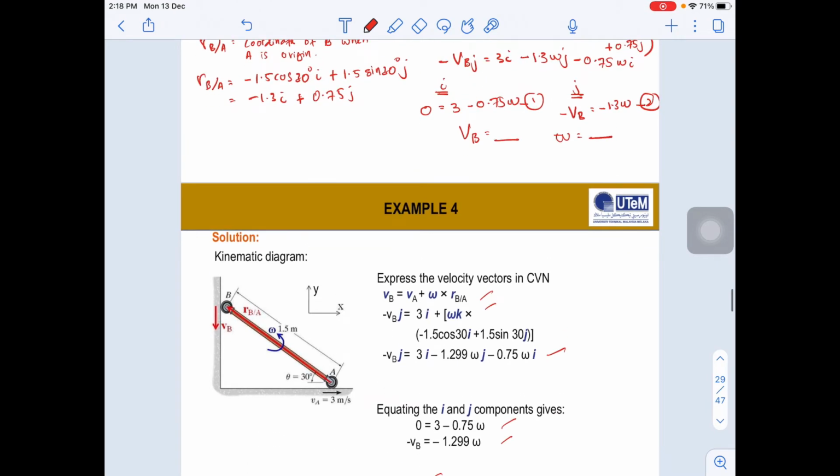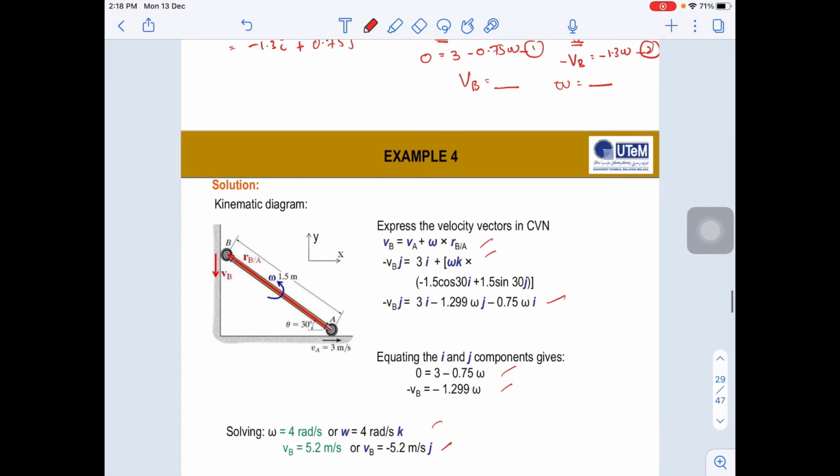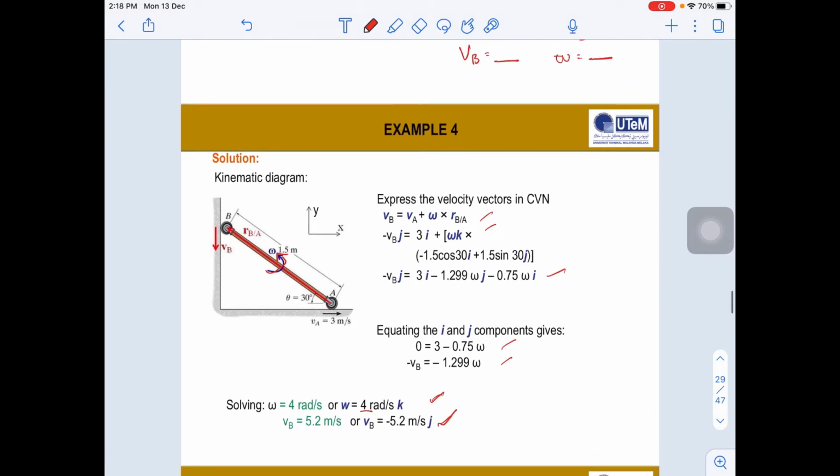You should get this answer. If you get omega positive, that means your assumed direction, counterclockwise, is true. You can check this using the IC method, and you should get the same answer. For the IC method, you should find where your IC is. This is your IC.